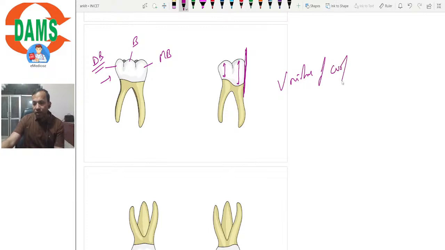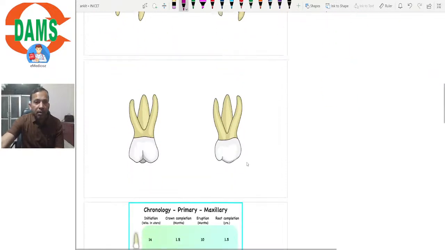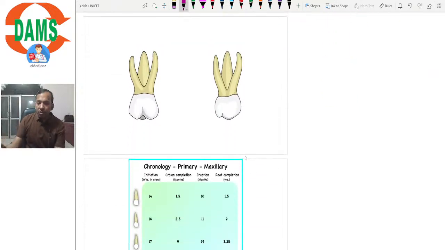Variation of cusp size प्राइमरी में परमानेंट से कम है, ठीक है. मैंडिबुलर मोलर्स, तो मैंडिबुलर मोलर्स, this is the maxillary molar, this is the first molar and this is the second molar. Again the distal half is almost rudimentary, it is the mesial half that is more developed.